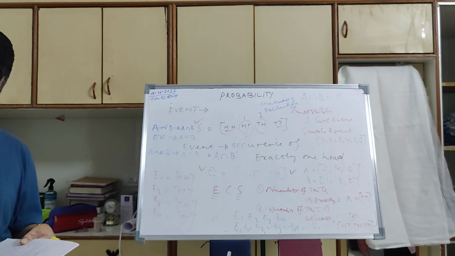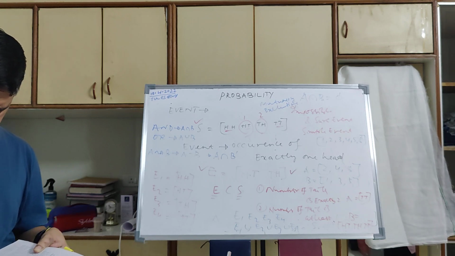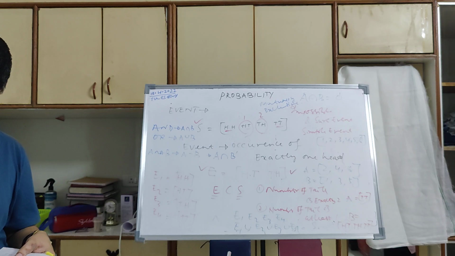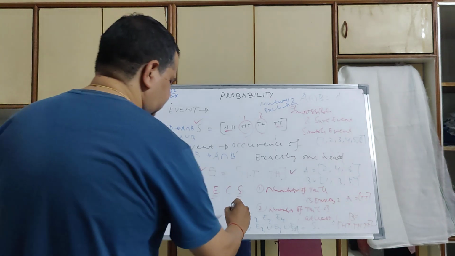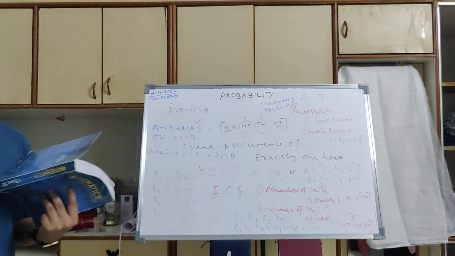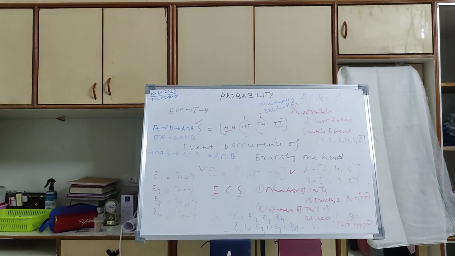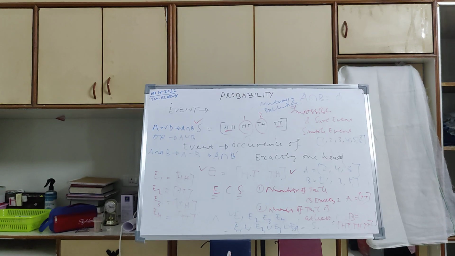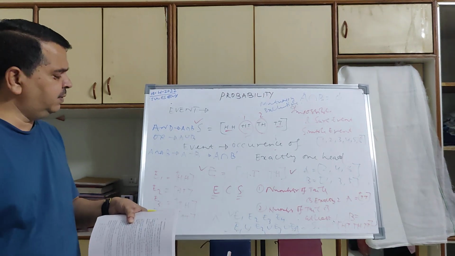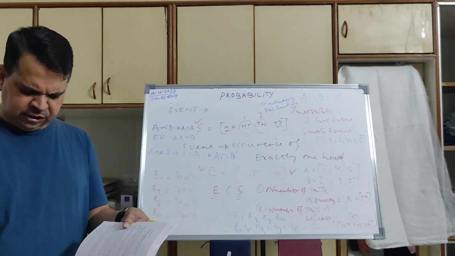Consider the experiment of throwing a die. We have a sample space. Let us define the following events. In that case, these events E1, E2, E3, E4 are called exhaustive events because the union of all four gives rise to the sample space. If that happens, then these events are called exhaustive events.